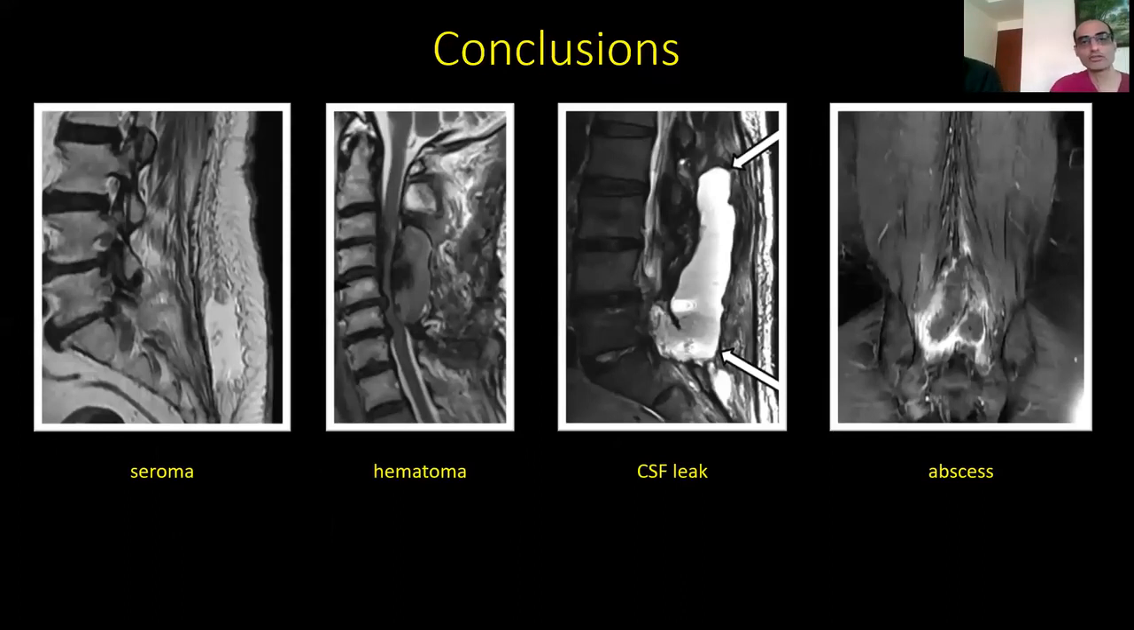So while concluding, I would just like to highlight the hallmarks of the 4 fluid collections that we tackled. A seroma: hypointense on T1, hyperintense on T2 with very nice thin peripheral enhancement. Hematoma: it is the one which is relatively darker on the T2 weighted images and brighter on the T1 weighted images. CSF leak will follow the CSF signal on all the pulse sequences, very bright on T2 weighted images, and will also be seen on the myelogram. And abscess, the hallmark of which is a thick peripheral rind of enhancement and often findings in the bones as well, indicating infection.